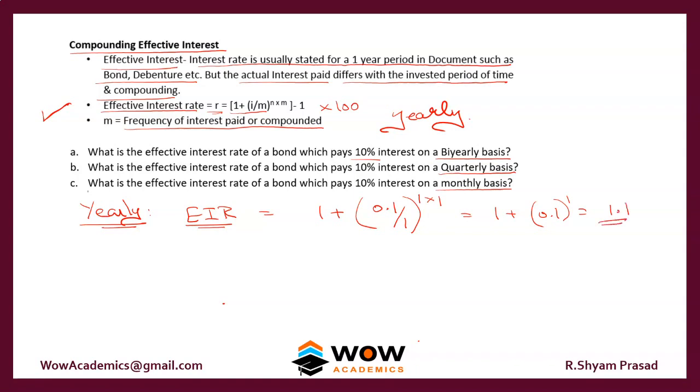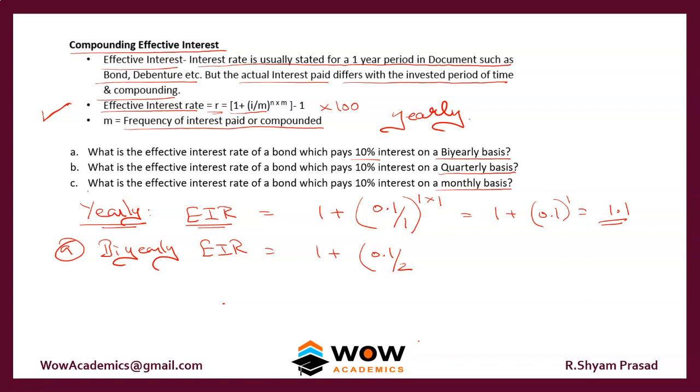So this will be your effective interest. But if you're going to do it in the case of A, for example bi-yearly, then your answer will differ. We'll see how it differs. So bi-yearly EIR, we'll start again with the same 1 plus 0.1, the interest, divided by the number of compoundings. Interest is not going to be paid as 10% in a year, but in two times you will be paid 5%, right?